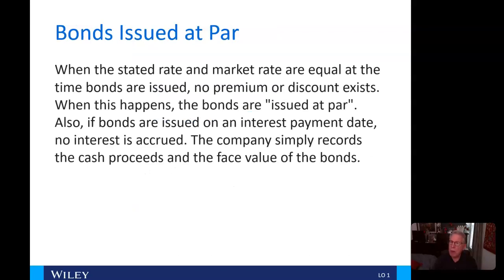Okay, so now when bonds are issued at par and the stated rate and market rate are equal, if you go through this arithmetic, there's going to be no premium or discount. And that happens when the bonds are, quote unquote, issued at par. Also, if the bonds are issued on an interest payment date, no interest is accrued. The company simply records the cash proceeds and the face value of the bonds. That last sentence will be clearer as we go through this chapter.